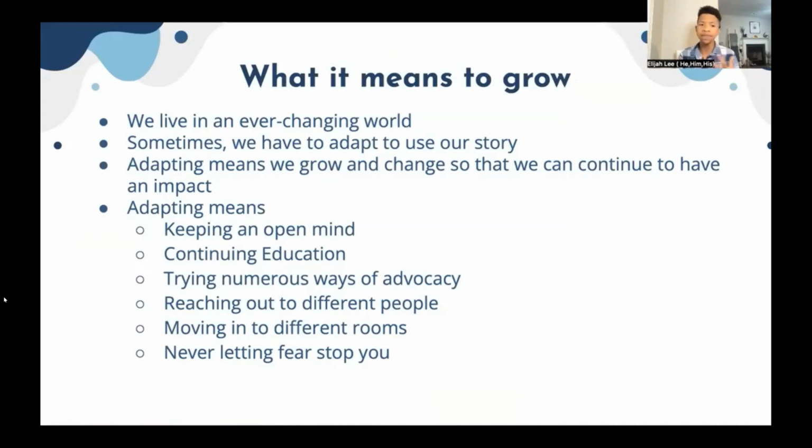So adapting means that we're keeping an open mind. We're continuing education because we know that there's always more to learn about an issue. We're trying numerous ways of advocacy. If one way doesn't work perfectly, then we try another one. We're reaching out to different people and we're moving into different rooms because it is important that we're cementing those connections and getting that new voice in the room. But most importantly, we're never letting fear stop us.